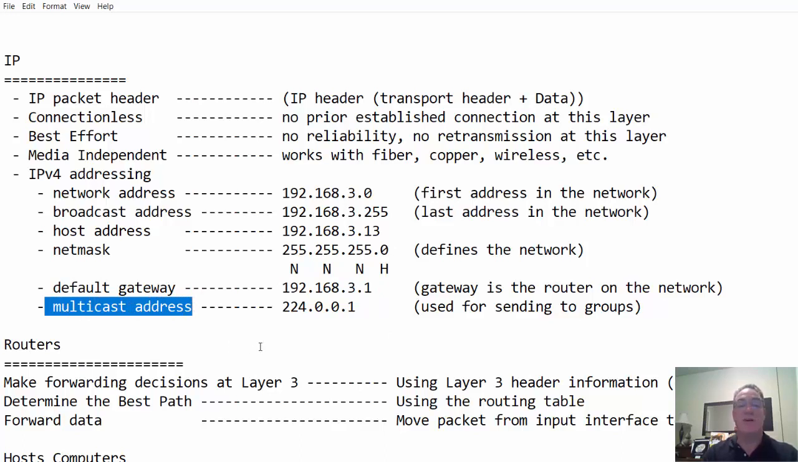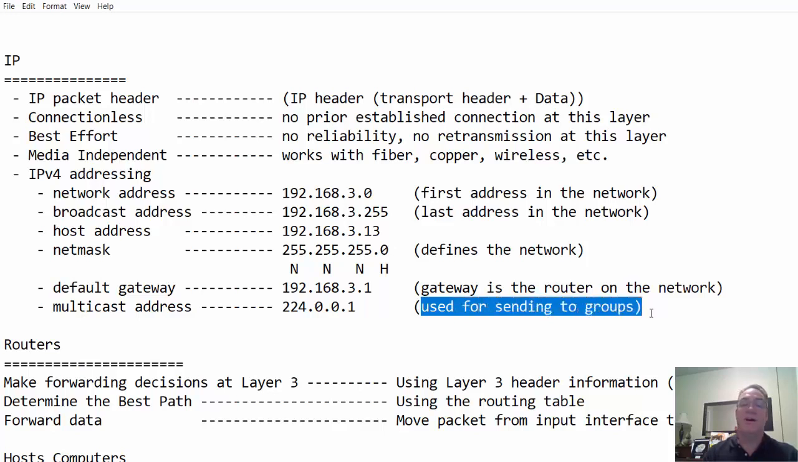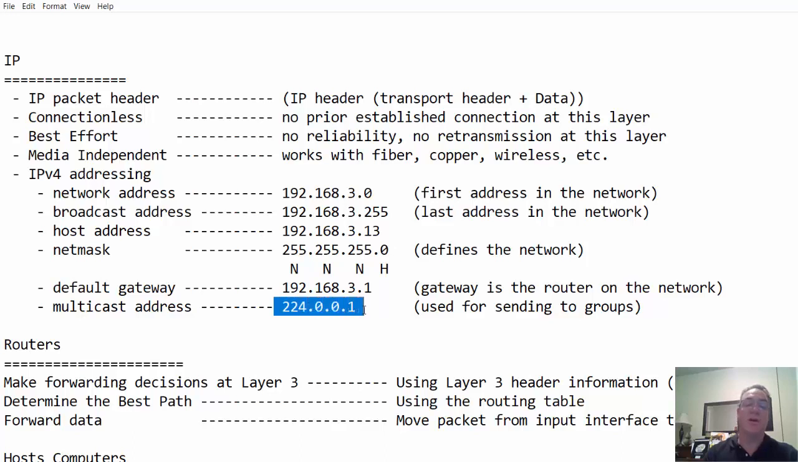Another typical address on an IPv4 network is a multicast address. A multicast address will start with the number 224, and it's used for sending or broadcasting to groups of hosts on a network. And it usually starts with a 224 address. So that's a little bit about IP addressing.